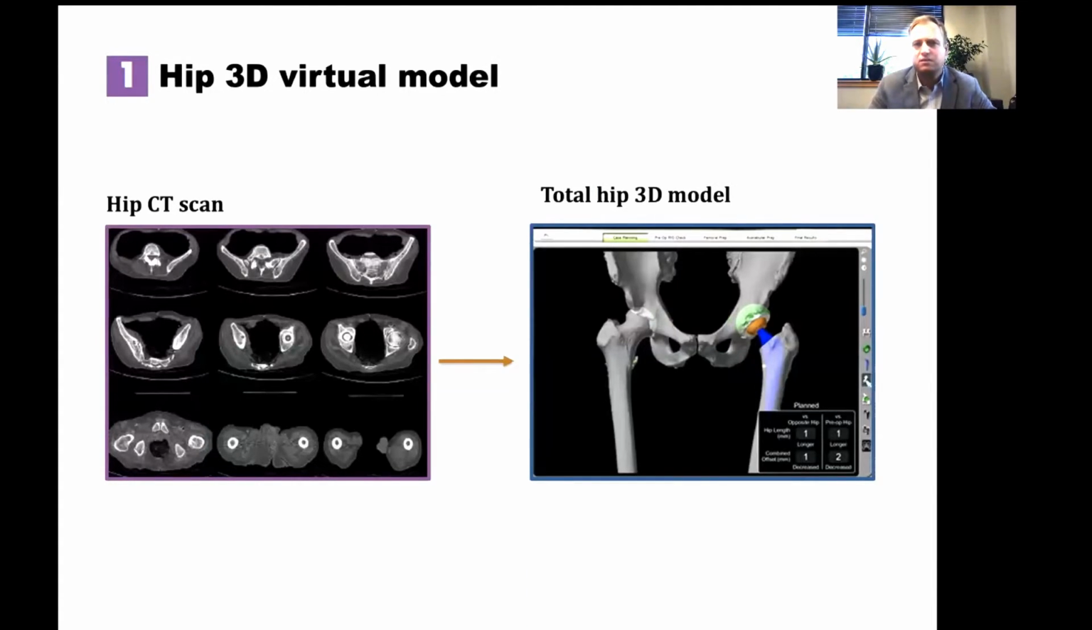Very similar to the knee and the hip. You can see the CT of the hip. We then put it into the computer, and then we draw out the surgery. How much leg length are we going to change? How much offset are we going to have? Meaning, how far are we going to be from the center line? We also can put the cup deeper or shallower depending on your bone quality. All these things are important to make sure we don't have any errors in the OR.